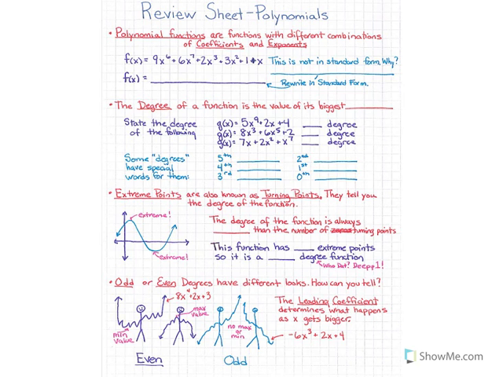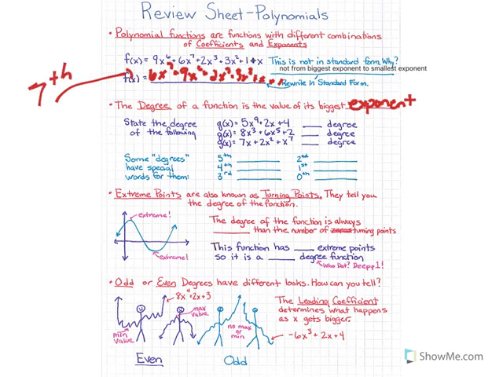This function is not in standard form. Why? Because it doesn't go from biggest exponent to smallest exponent. And I've written it out in there. I know my 1 is falling off the page, but it's still good. The degree of a function is the value of its biggest exponent. So this function is a 7th degree equation.